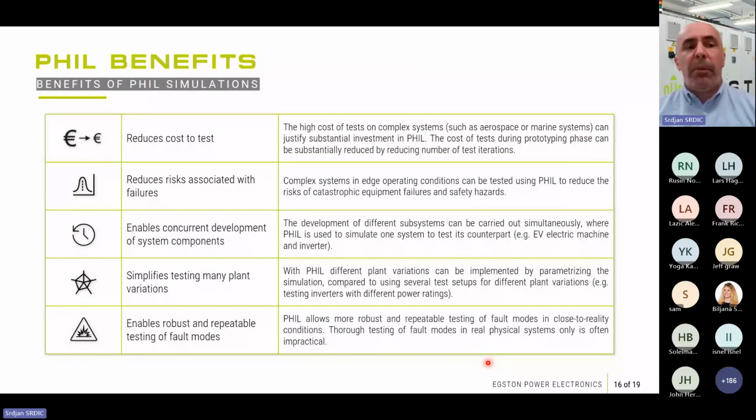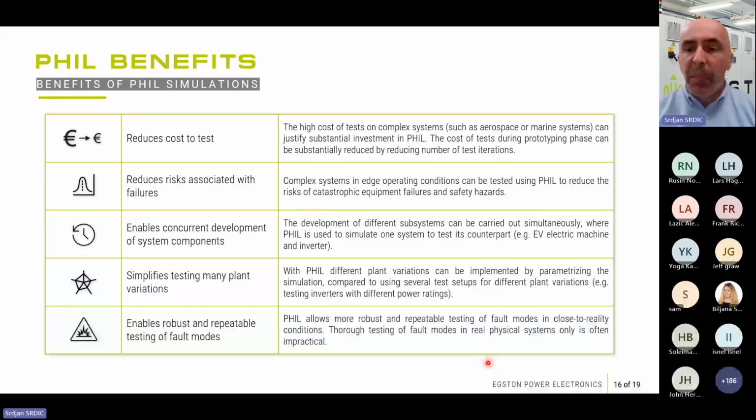What are the benefits of P-HIL? The simplest and the first thing that comes to mind is that it can reduce the cost, because especially in the case of a very complex system, the testing system in P-HIL can be much simpler and much cheaper than the testing of the entire system. Also, the risks with failures are reduced because edge conditions can be tested in a much safer environment using P-HIL than the real system.